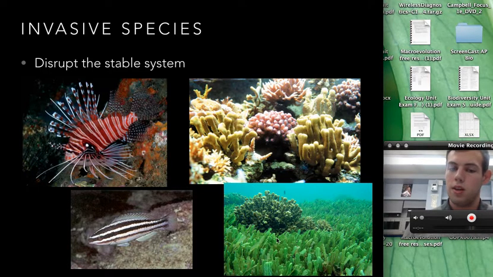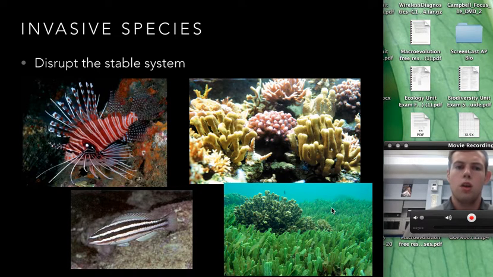And what is happening, and the big problem with this, is that algae is overtaking a lot of these coral reefs, and it's disrupting and killing the whole ecosystem. So that's one of the big reasons that there is a big push to get rid of these invasive species, not only the lionfish, but a variety of others all around the world.